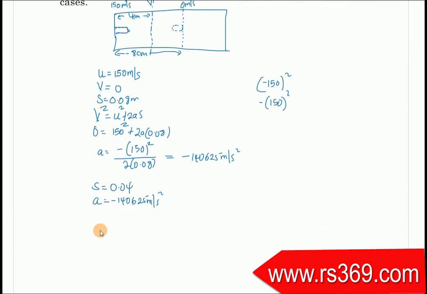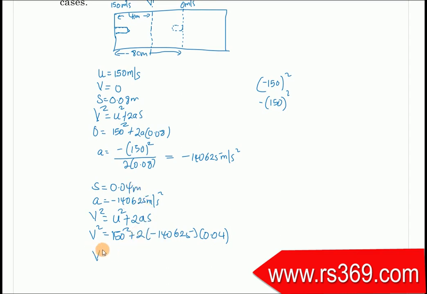And we shall say that V squared is equal to U squared plus 2AS. V squared is equal to 150 squared plus 2 times the value of A, which is negative 140,625, it is not squared, times S, which is 0.04. This time that's what we have, 0.04.